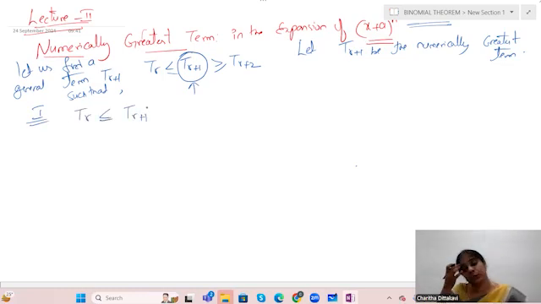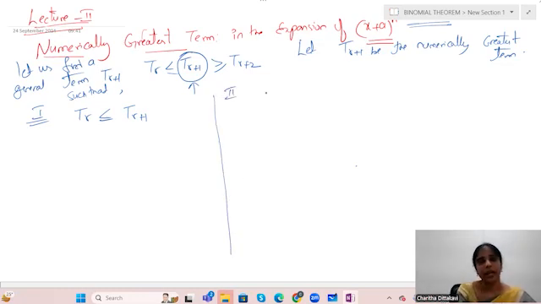See, why did I take less than or equal to? The reason being, for the numerically greatest term, you might have a single one, or the same value might be repeated, which means you might have two numerically greatest terms also, right? For that reason, I have considered T(r) might be less than or equal to T(r plus 1). That is my case 1. And case 2 is T(r plus 1) greater than or equal to T(r plus 2). Right, now let us solve.